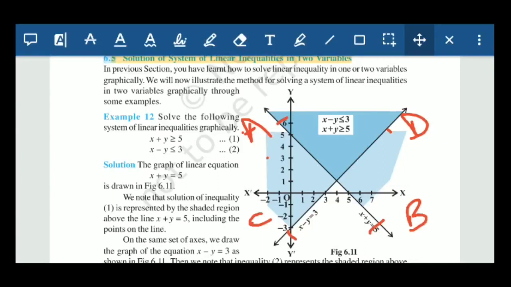Now the question is here, is the shaded region of the AB line above the line or below the line? In other words, we can say towards the origin or away from the origin. And in the same way, we have to find the shaded region of the CD line, above the line or below the line.